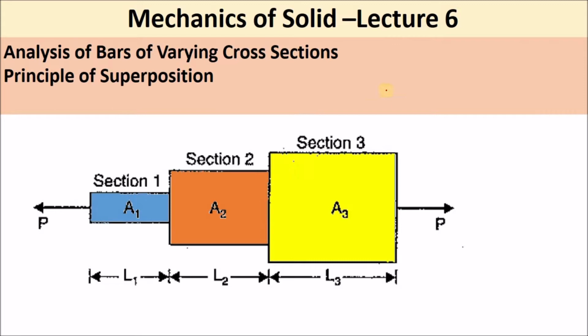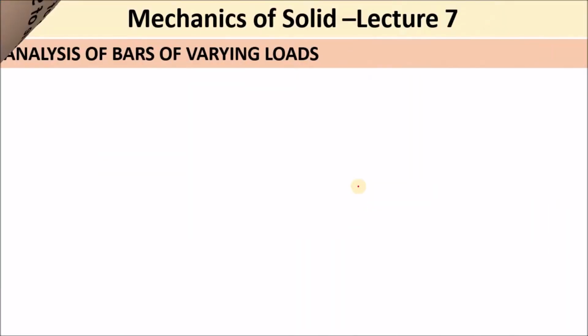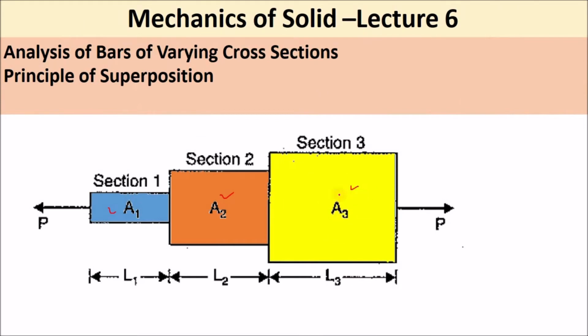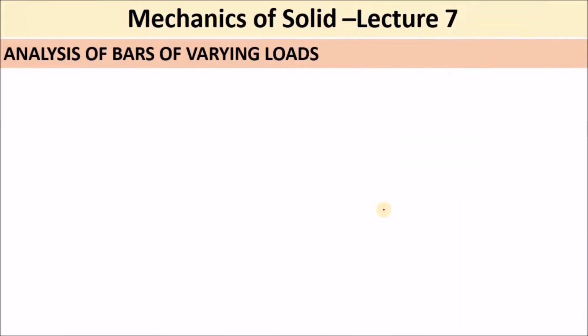Last class, in lecture number 6, we discussed analysis of bars of varying cross section. Different types of cross section we have discussed. Today we will discuss analysis of bars of varying loads. In the previous class the cross-section area was changing, but in this class we will discuss the problem where the load will be changed from one section to another section.